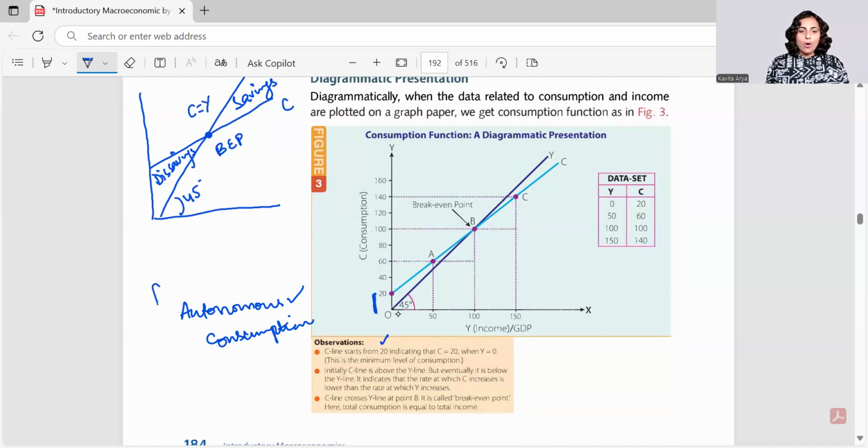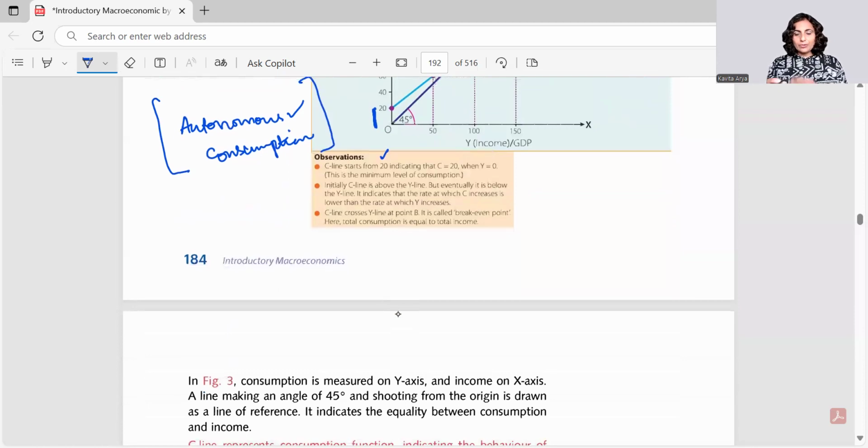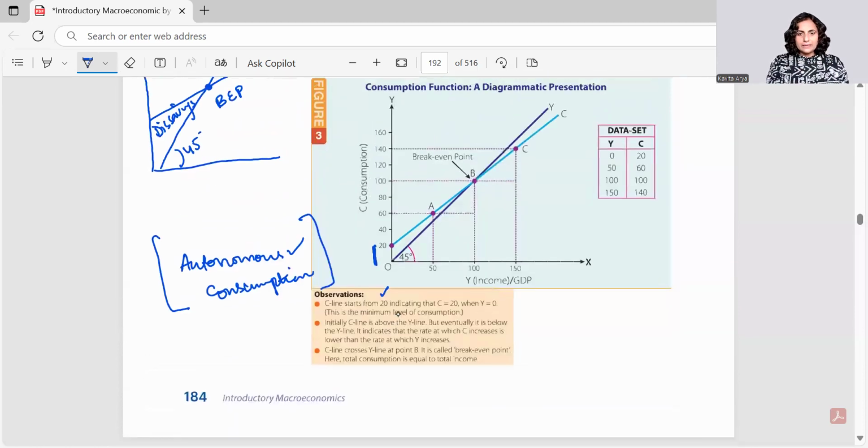And when we say autonomous consumption, it means that it has to happen. Think of somebody who is not earning. Would he not be consuming? He would be begging, borrowing, stealing, or drawing from his previous savings. But there would be some consumption. It's never so that at zero level of income, consumption also goes zero. That's why in the next pages, I would definitely be telling you the breakup of this.